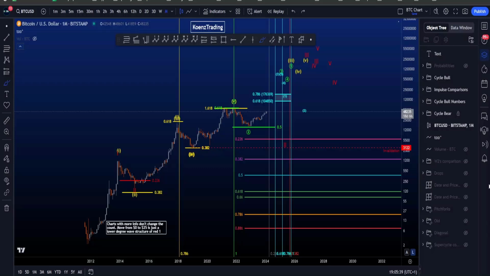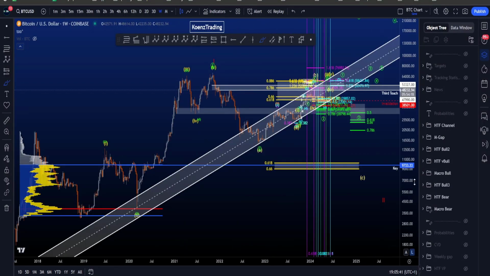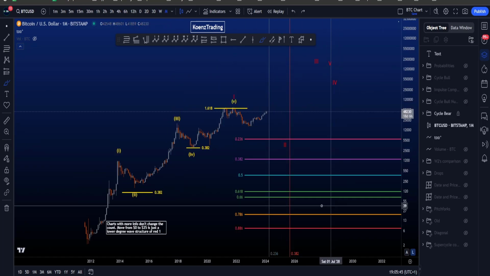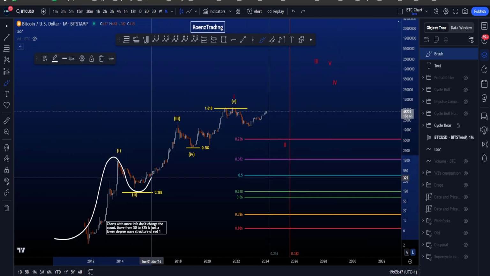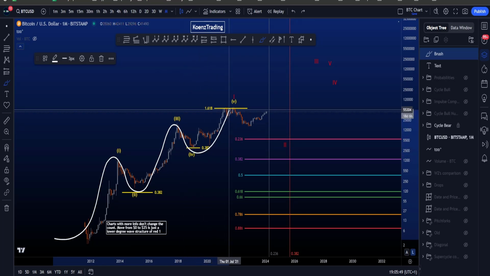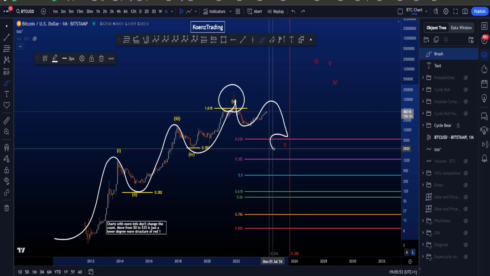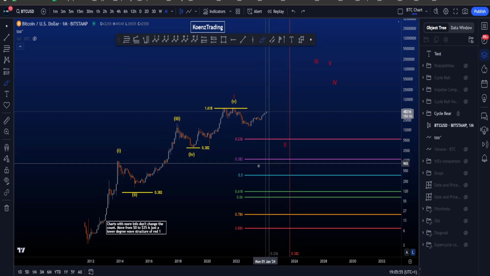Hi everyone, let's go over my bullish and bearish cycle, macro and high time frame Elliott Wave scenarios on Bitcoin. Starting with the cycle bearish scenario, where we are looking for a 5-wave impulsive structure to the upside in a wave 1, and now we are looking for a 3-wave corrective structure to the downside in a wave 2.